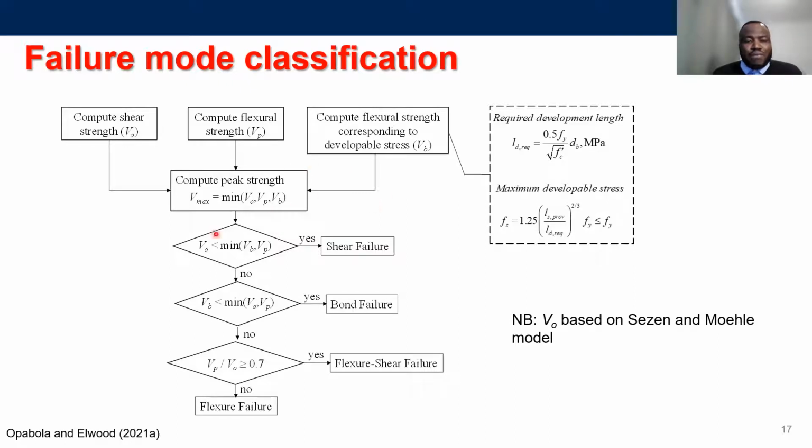And of course, by comparing these strengths, you could actually decide whether you have a shear failure, a bond failure, a flexural shear failure, or a flexural failure. But of course, in older type columns, the likelihood of having a flexural failure is quite low, and that is because of the poor confinement you have around your bars.